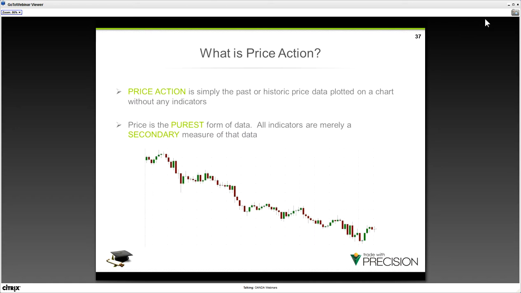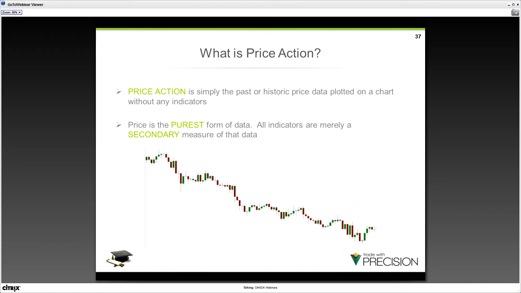And if price action then is so important, then what is it? Okay, well, price action is simply the price data of an asset plotted onto a chart without any indicators or anything else. Okay, just raw price information. And when you become trained in reading price information, such as on this chart, you'll be much better adept at forecasting the next near-term move in price. So we know that price is the purest form of data that we can trade off of. All other indicators are just a secondary measurement of the price action itself, and that's why according to many successful traders, price is king.